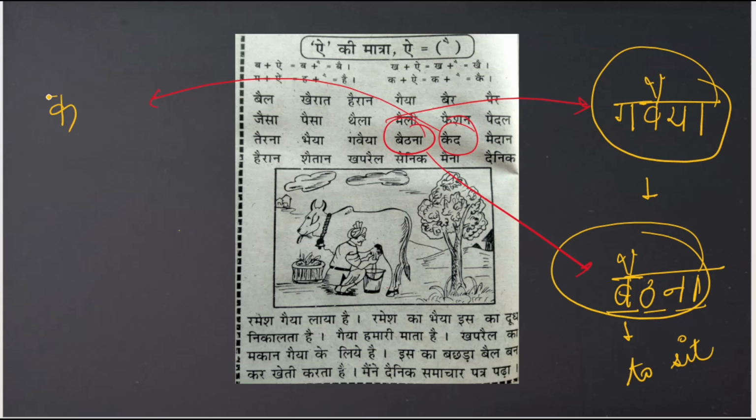This is letter ka, this is mother of I, and this is da. Now it became kad, kad. Okay, incarceration.